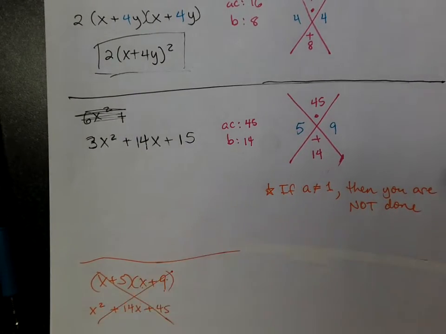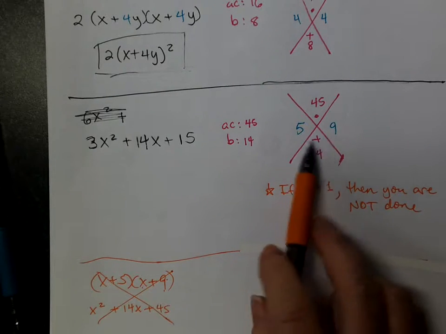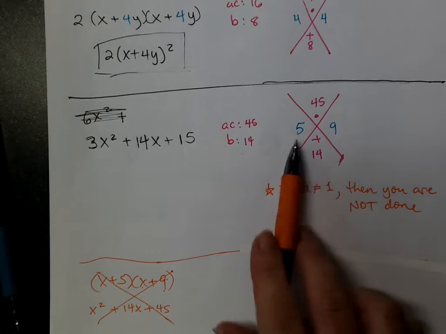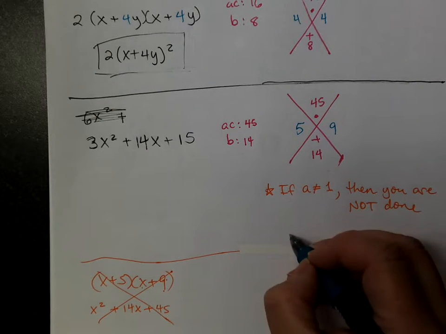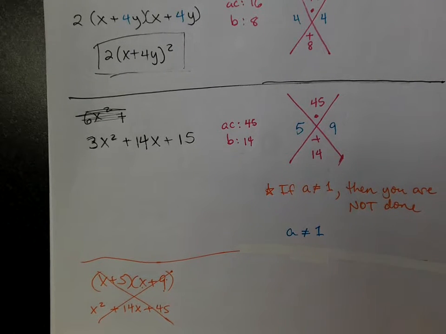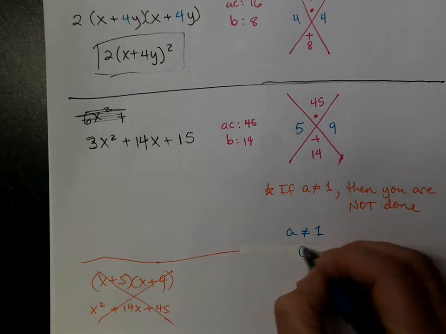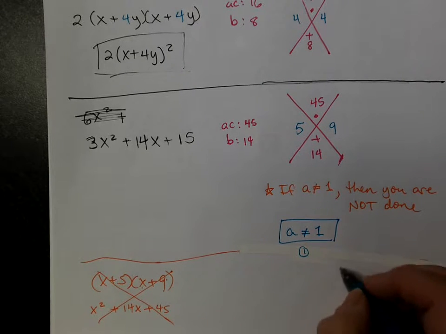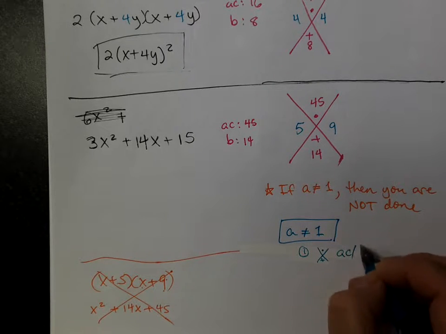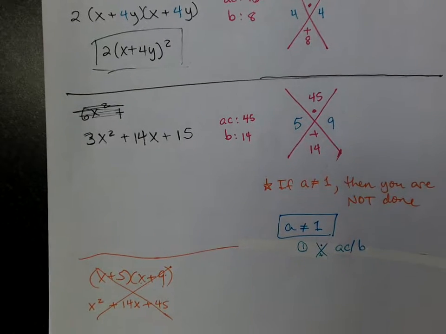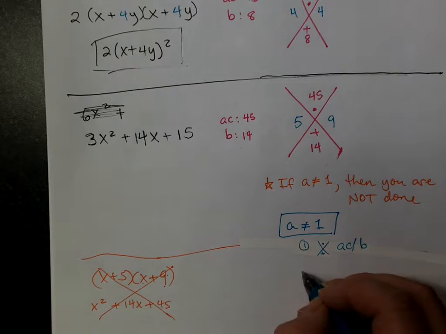So if A is not 1, you're not done. You do the same first step. You crunch your numbers, and these are your magic pair of numbers. Now, for A not equal to 1, your first step, step 1, is your ACB. You crunch your numbers exactly the same way. Same step as the other one. If A is 1, then that's it, you're done. But if A is not 1, you have a second step.